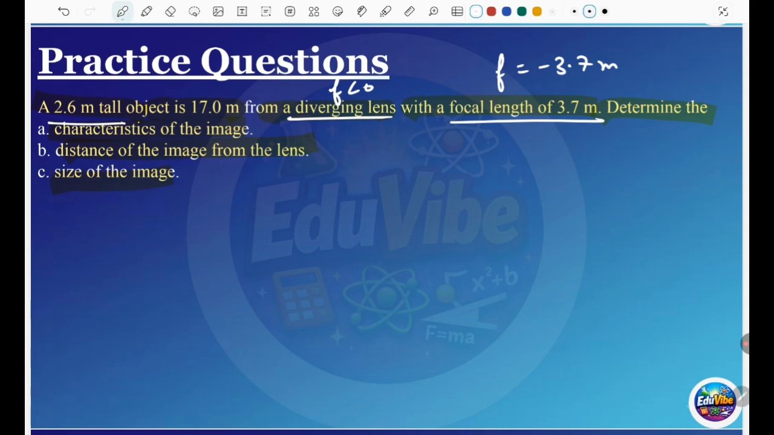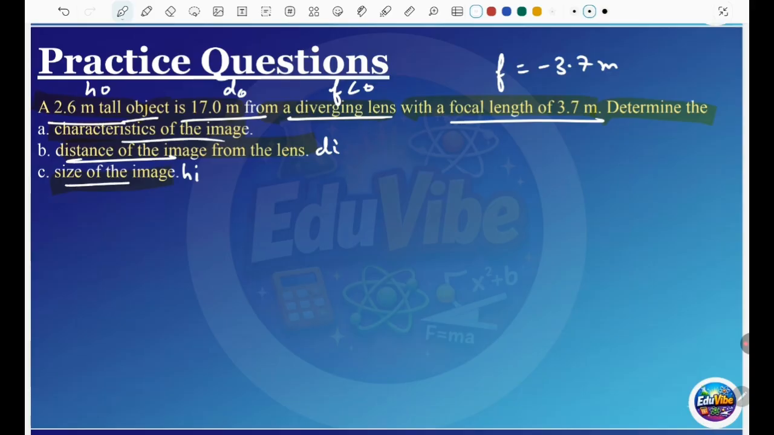2.6 meters tall is your object's height, HO, and that object is 17.0 meters from the divergent lens, so this is your DO. Both should be positive. You have to find the distance of the image, which is DI. You have to find the size of the image, which is HI. So these are the things you have to find.